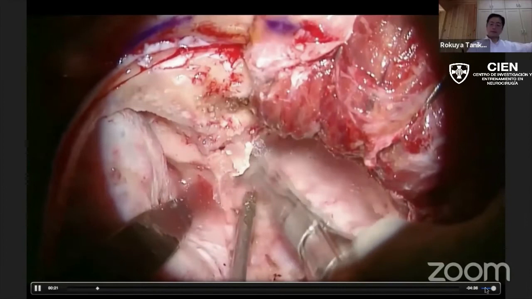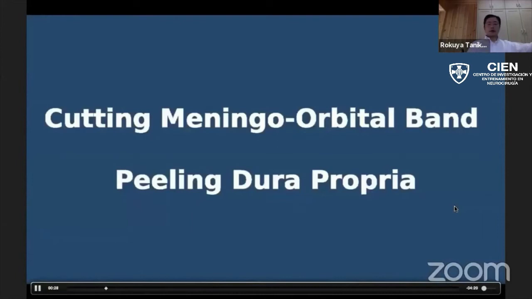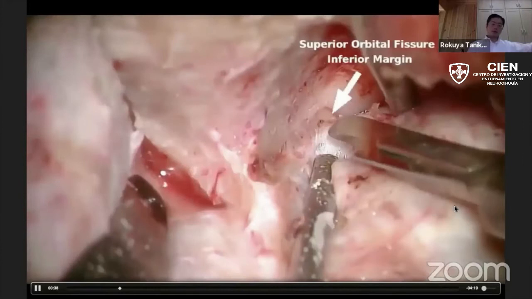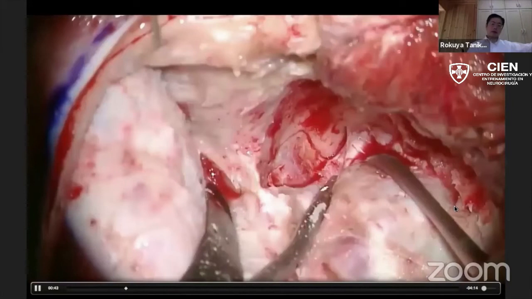Like this, you can skeletonize all of it and expose the meningeal-orbital band and the supraoptic fissure. I am incising the dura propria on the supraoptic fissure carefully with the highest patience and careful hemostasis. And that is V1.